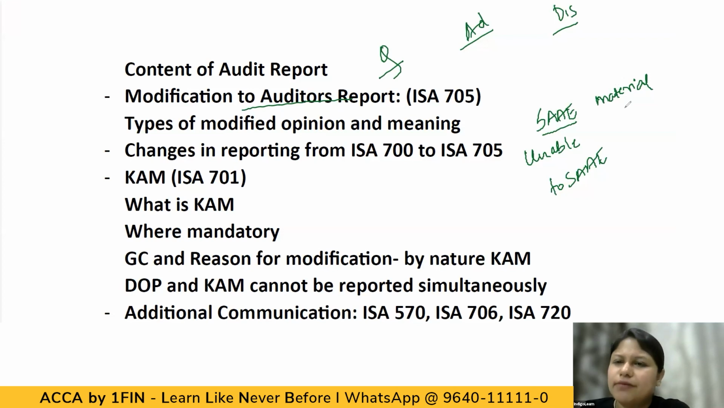So suppose a particular matter is material but is not pervasive, then you will give a qualified opinion. But if the misstatement identified is material and it has a pervasive impact, we will give an adverse opinion.